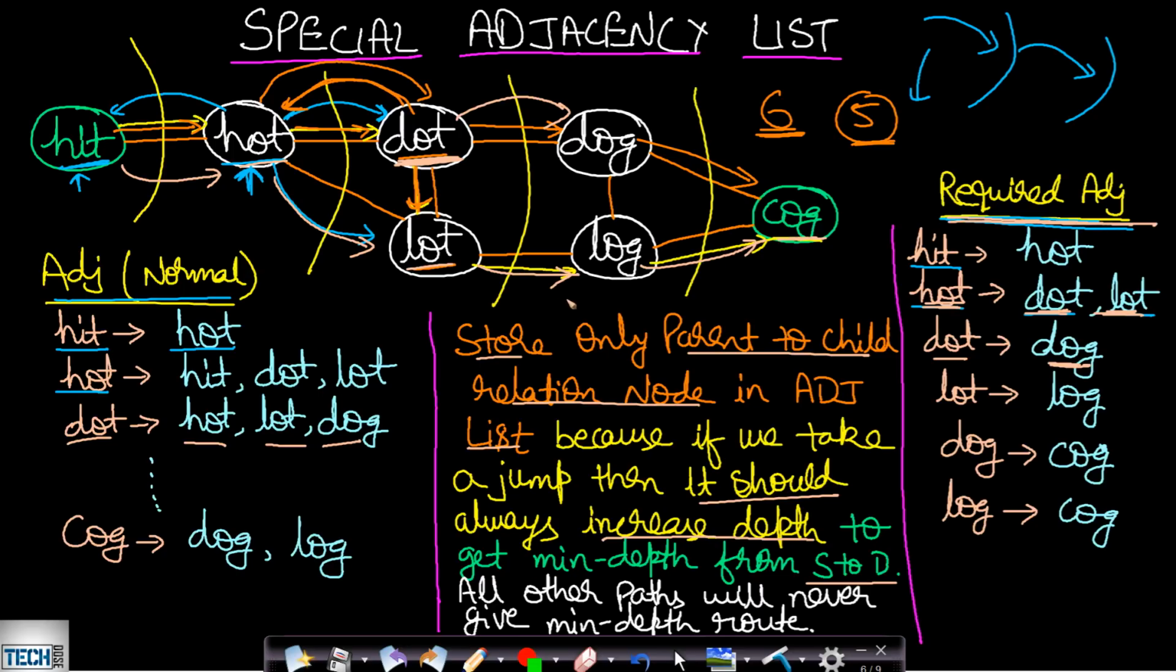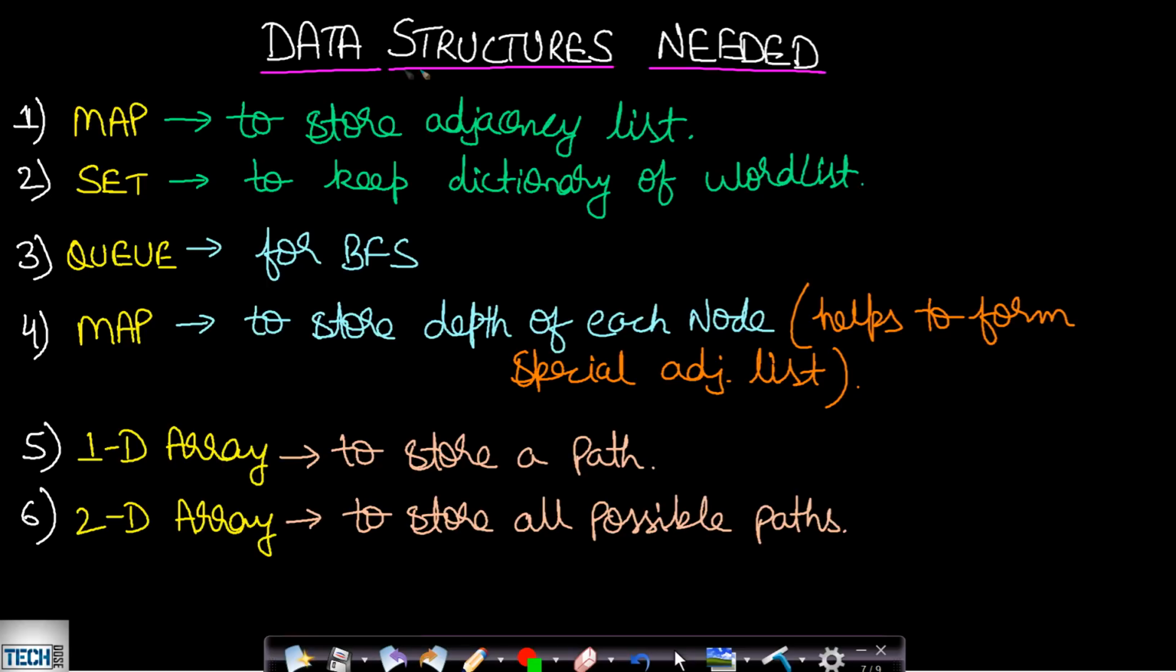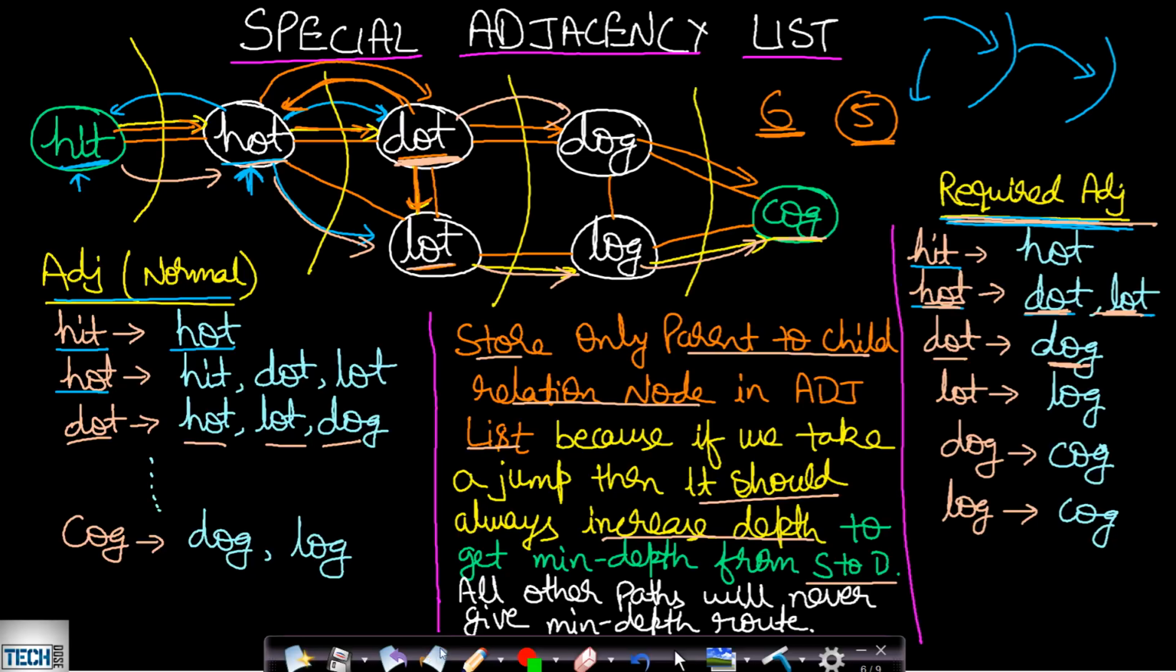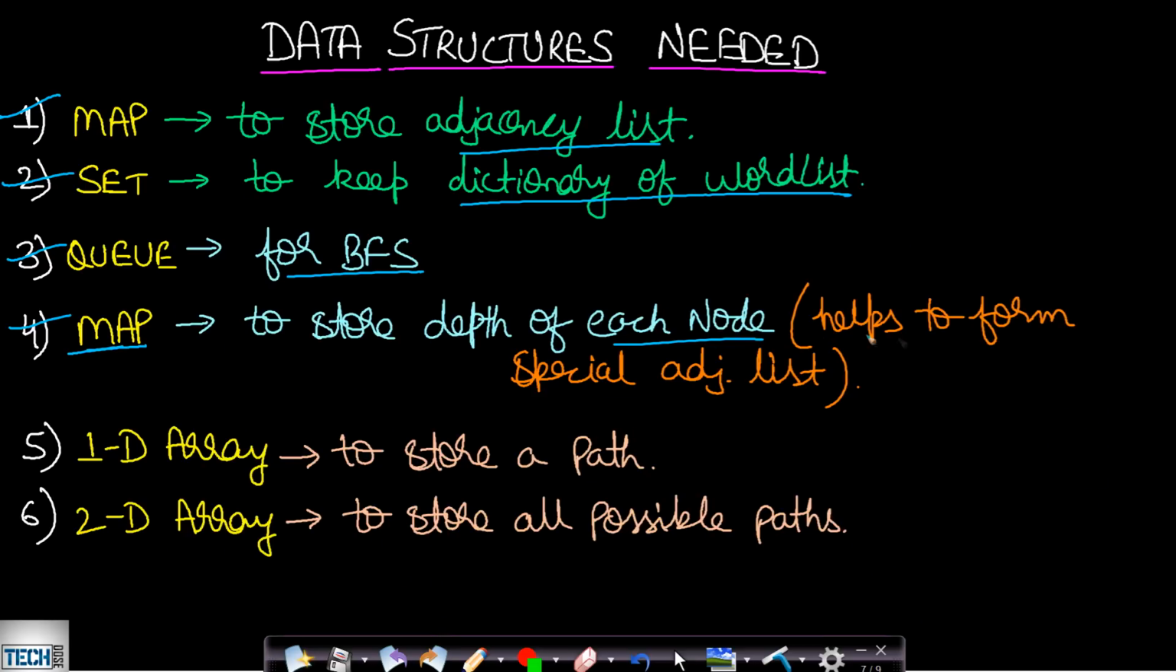Now before looking at how to solve this problem, let us first look at what data structures we need. In this case, we need a map in order to store the adjacency list. We need a set to keep the dictionary of the word list. We need a queue for performing BFS. We need a map to store the depth of each node, because only if we know the depth of each node can we form this special kind of adjacency list. So for that reason we need a map which will help us form the special adjacency list. We need a 1D array so that when we make a DFS call, we can store the current path. We need a 2D array so that we will be storing all possible paths as our answer.